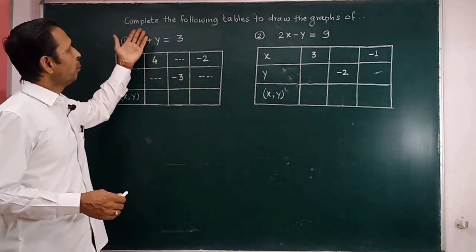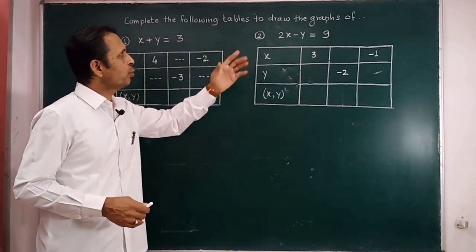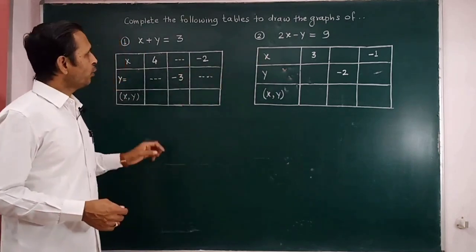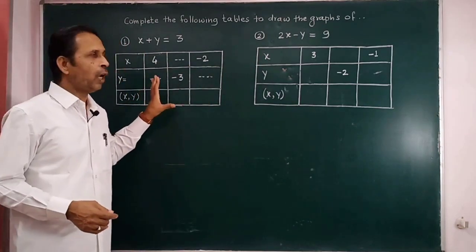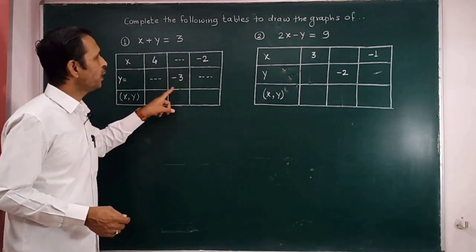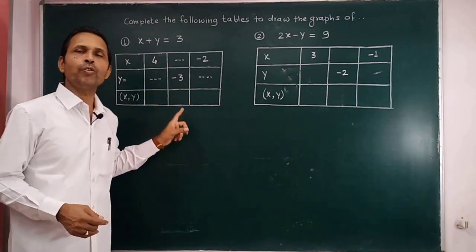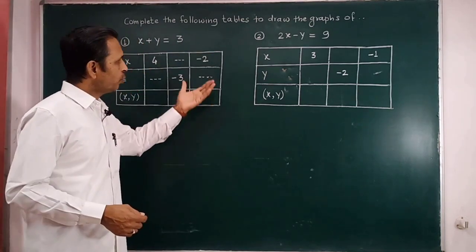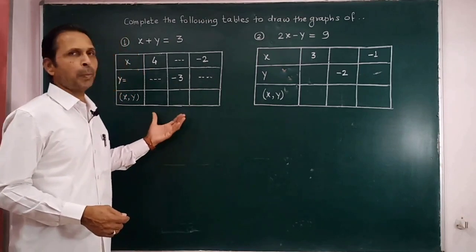Example is given: complete the following tables to draw the graph of these two equations. The table is given to you and some of the values of the variables are also given in the table. We have to find the missing values. Now we just have to try to fill the table.